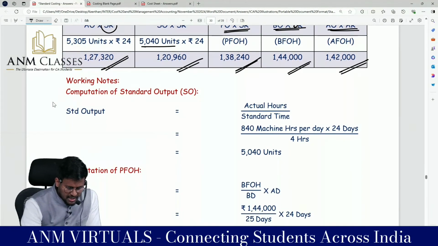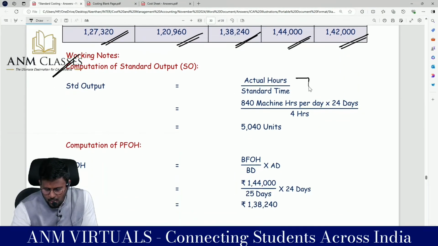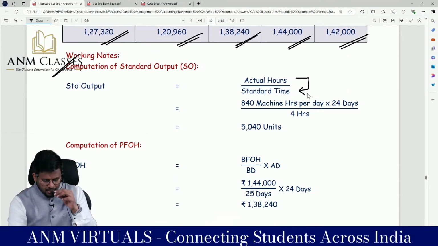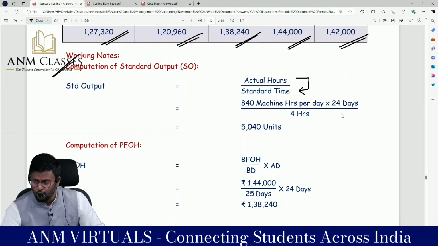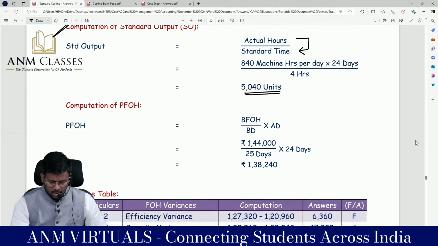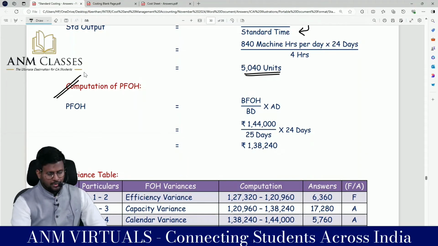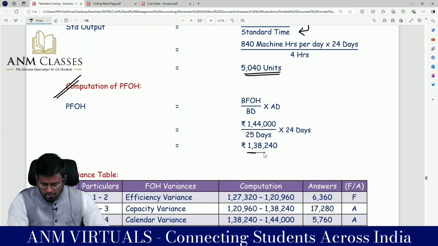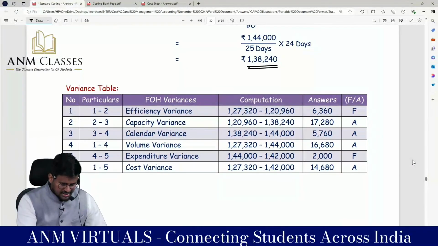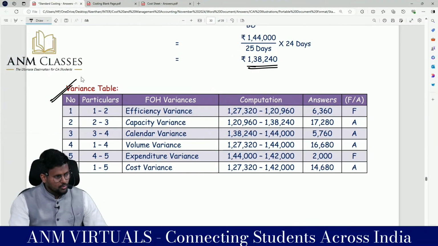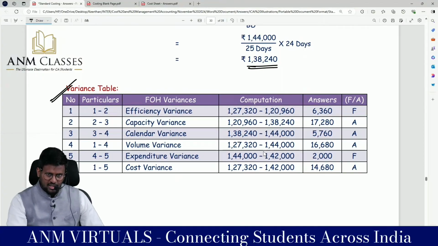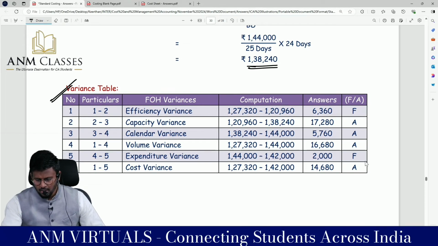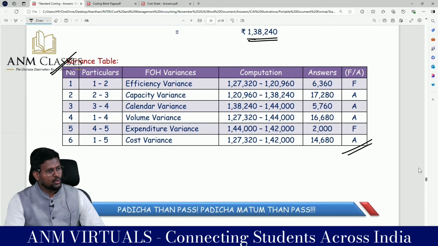So computation of standard output. Standard output is equal to actual hours worked divided by standard time per unit, which is 840 machine hours into 24 divided by 4 comes to 5040. Computation of PFOH: PFOH is equal to BFOH divided by budgeted days into actual days, comes to 1,38,240. The same sequence continues. 1 minus 2 efficiency variance, 2 minus 3 capacity variance, 3 minus 4, 1 minus 4, 4 minus 5, 1 minus 5. I have reconciled this too. Are you really with me?